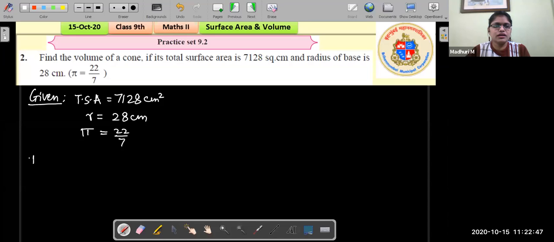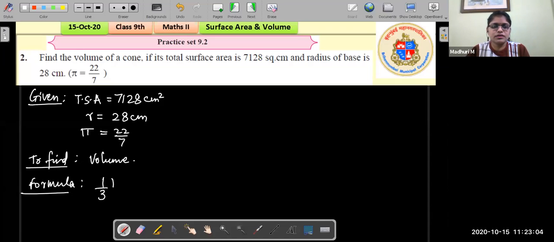What are we asked to find? We need to find the volume of cone. So what is the formula for volume of cone? Next step, we write the formula. The formula of cone is 1/3 pi r squared h. Right, students? With that, we begin the solution.